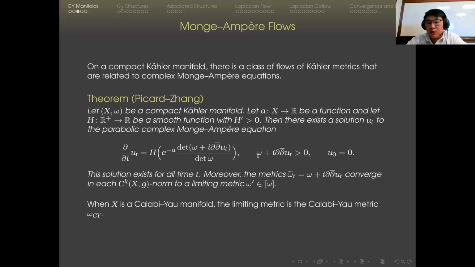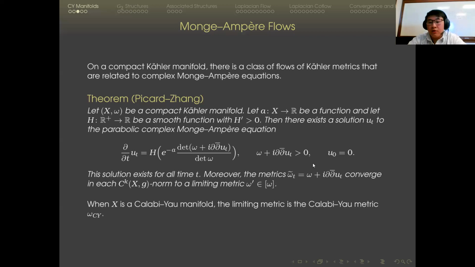So if we start with some initial condition omega, we get these omega tilde t's that we get by just adding i del del bar of u. So this family of metrics will exist. It exists for all time and it converges in each C^k norm to some limiting metric in the cohomology class of the original thing.